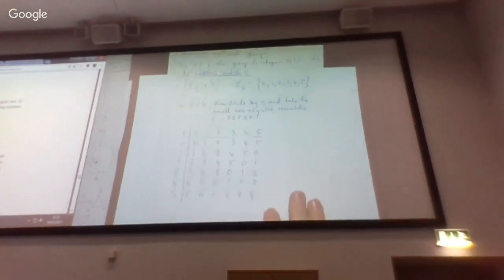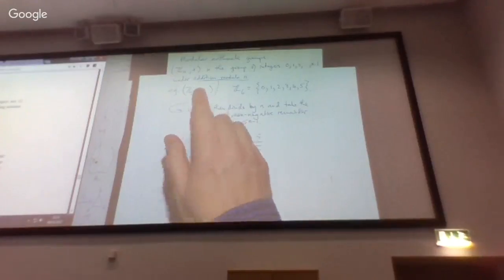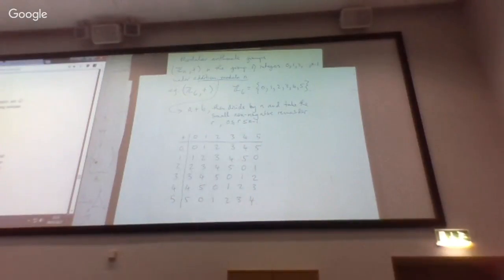And whatever additive group Zn plus you look at, its Cayley table will display that same structure.